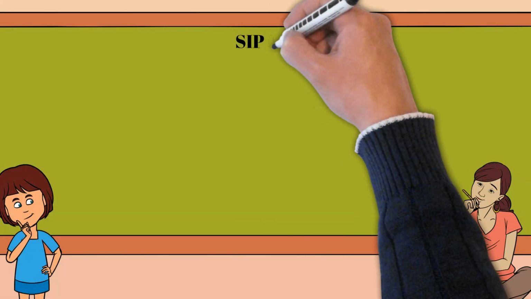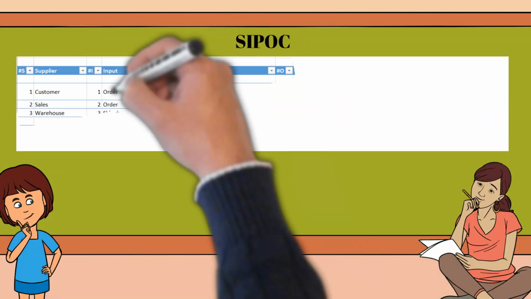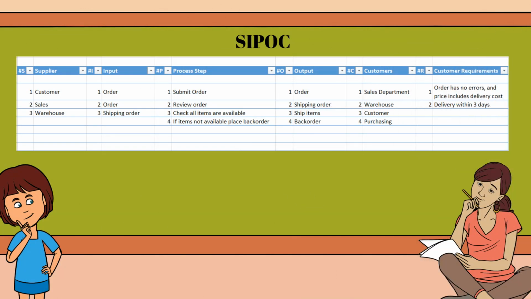Let's look at the example. In this example, the supplier is a customer who places an order. The process step is submitting the order, for example, an online order. The output is an order, and the customer of this process is the sales department. The requirements are that an order has no errors and the price includes delivery fees.